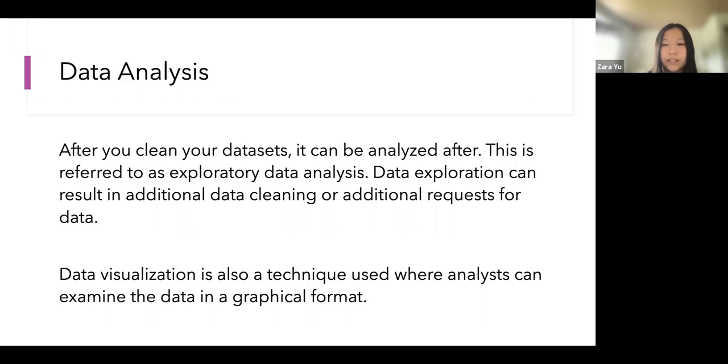analysis. So data exploration can result in additional data cleaning sometimes, or maybe they want more data in order to do this exploration. So data visualization is a technique used where analysts can examine the data in some sort of graphic format. So they can use charts and tables and stuff to see it in a visual manner.